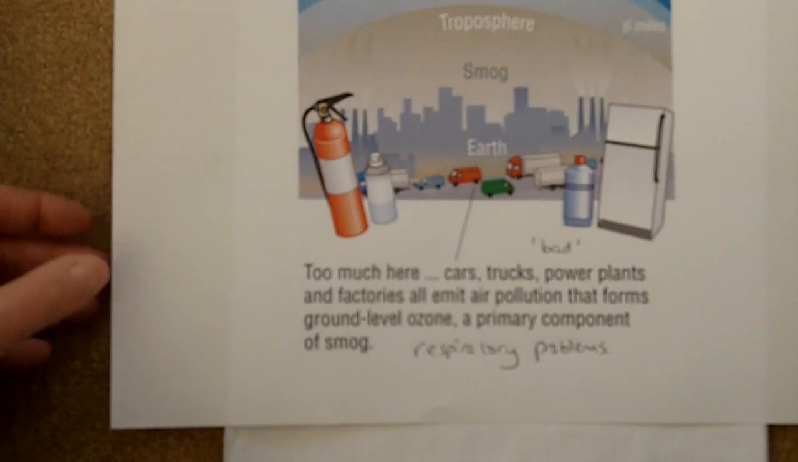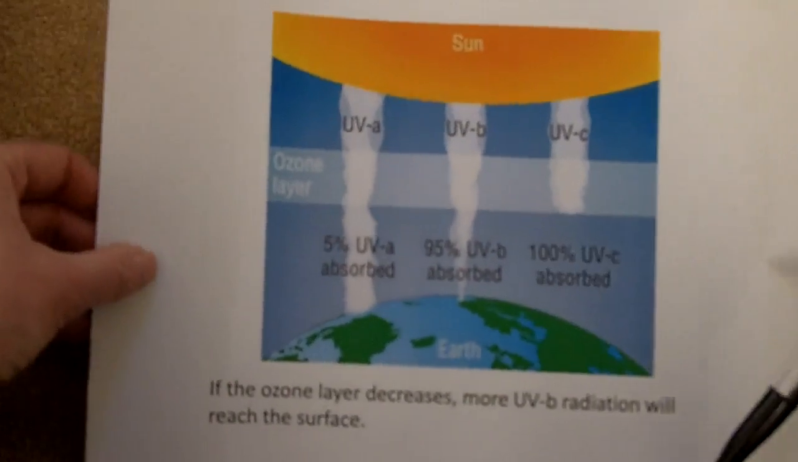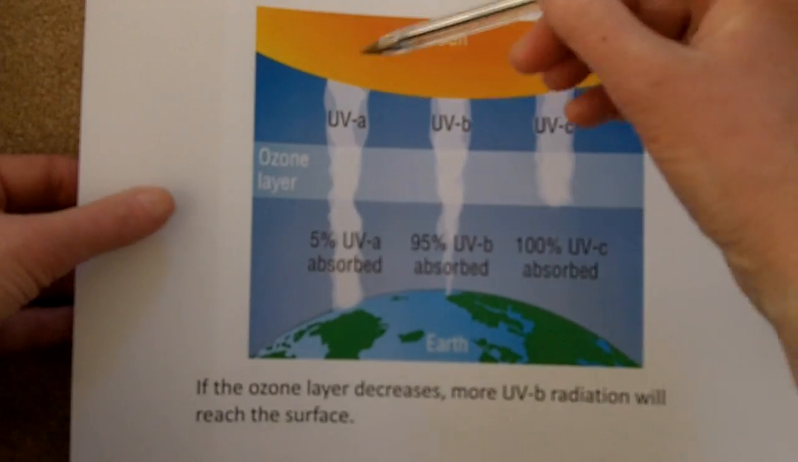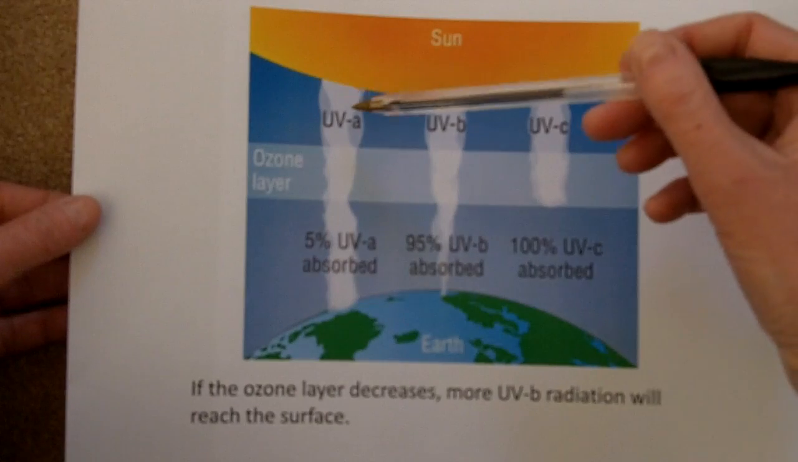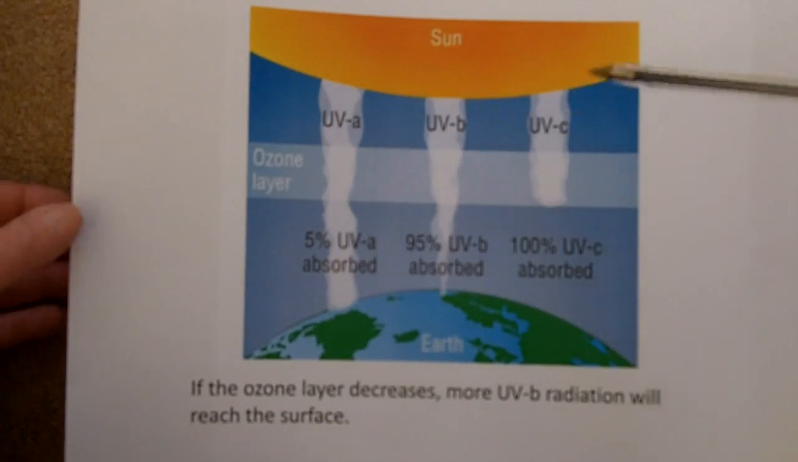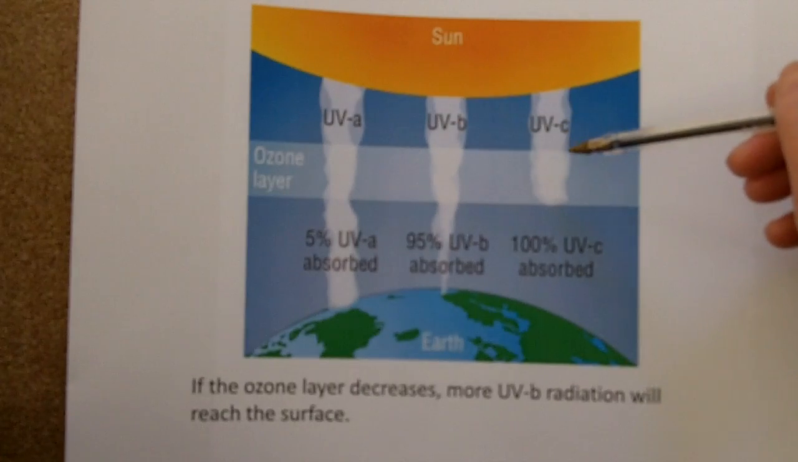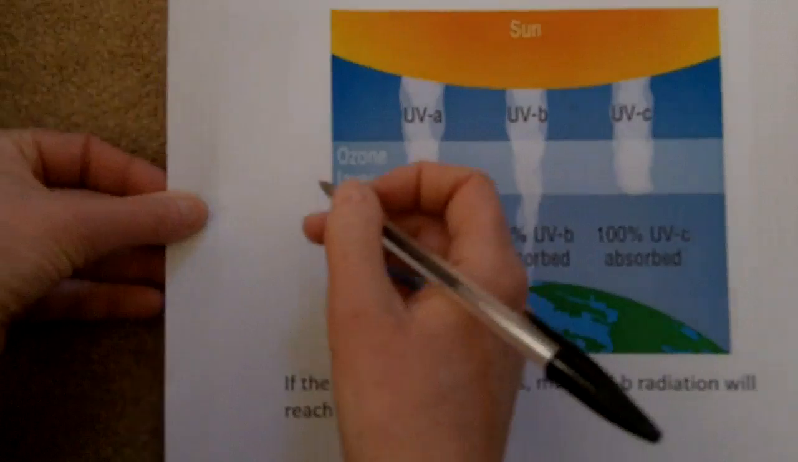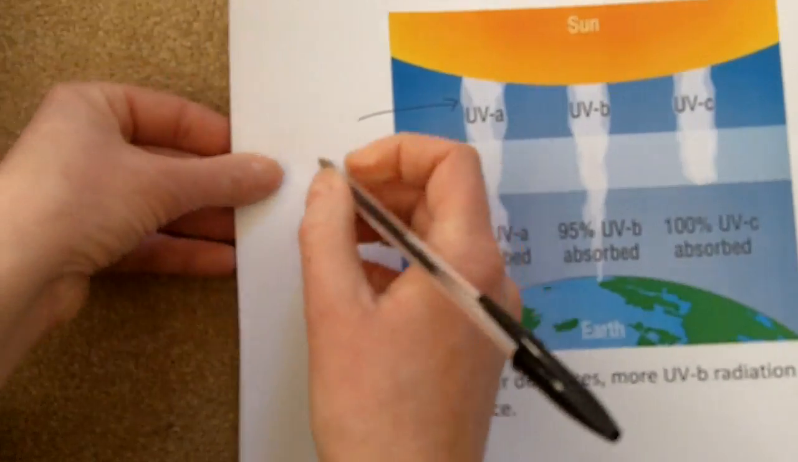Okay. Right, we need to know a little bit more detail. So here's another picture just taken from the OCR textbook. From the sun, we actually get UV light coming from the sun. And in chemistry, we split it up into three types of UV light: UVA, UVB, and UVC. So we're going to do UVA first. So UVA is the lowest energy UV light.